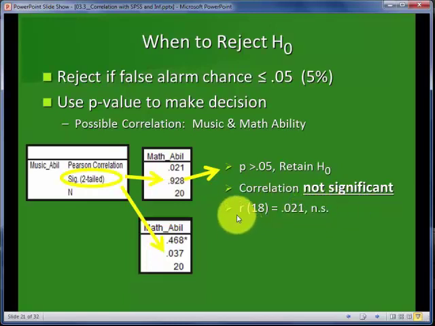The way we would summarize that is R with 18 degrees of freedom, that's 20 minus 2, is equal to this R value, and it's not significant, N.S.